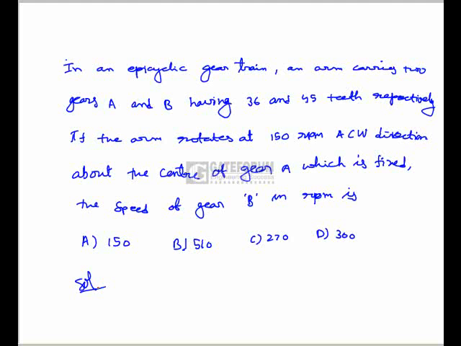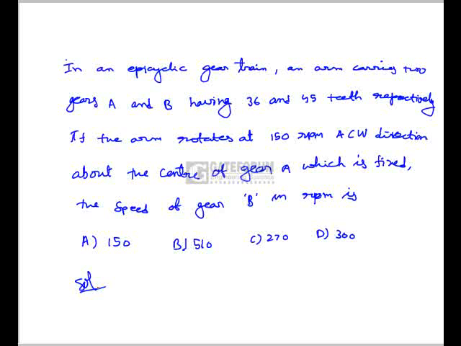In an epicyclic gear train, an arm carries two gears A and B having 36 and 45 teeth respectively. If the arm rotates at 150 rpm in anti-clockwise direction about the center of gear A, which is fixed, then the speed of gear B in rpm is. Options are 150, 510, 270, 300.